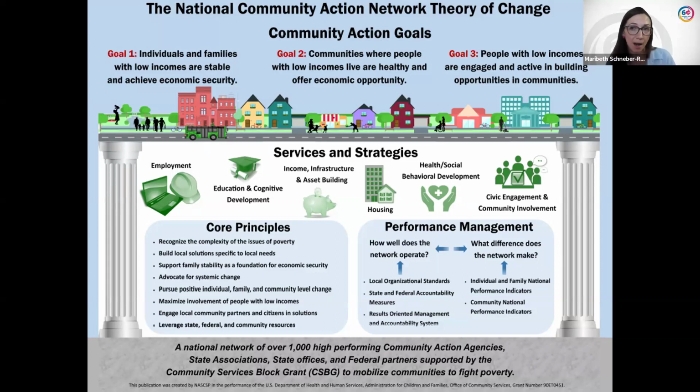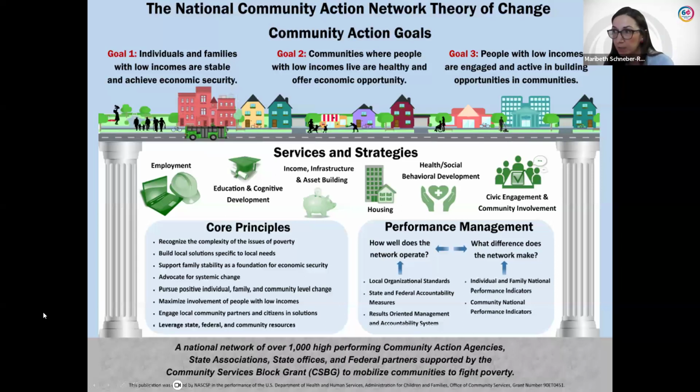We believe that it is not enough to provide individual services in order to address poverty, that there are larger systems at play that have to be addressed in order for people to be able to achieve those goals that you see at the top, right? We have to be thinking about the larger forces in people's lives as well. That we have to look then at both individual and family level change as well as community level change to that end. That we have to maximize the involvement of people who experience poverty, right, to ensure that our strategies are effective, and that we have to leverage a number of different resources in order for us to be effective.